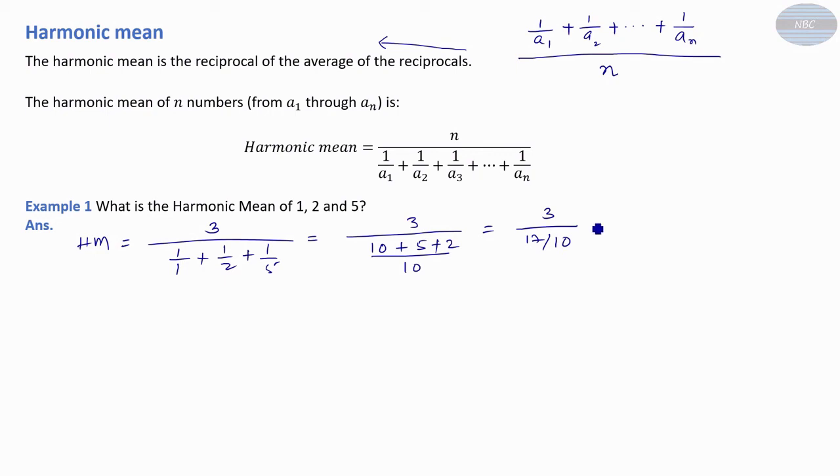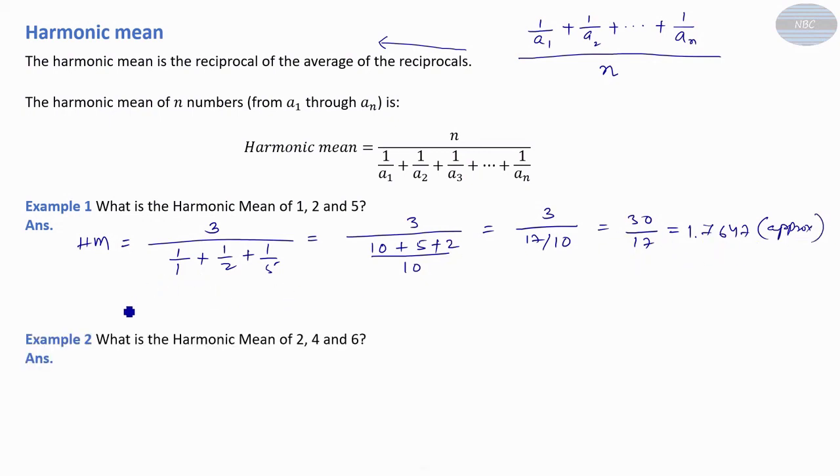So this is nothing but 30 divided by 17. Okay, so let me use the calculator here. 30 divided by 17 is equal to 1.76, 1.7647. So this is the approximate value. Okay, so this is the answer here. Okay, similarly come to another example, number 2.